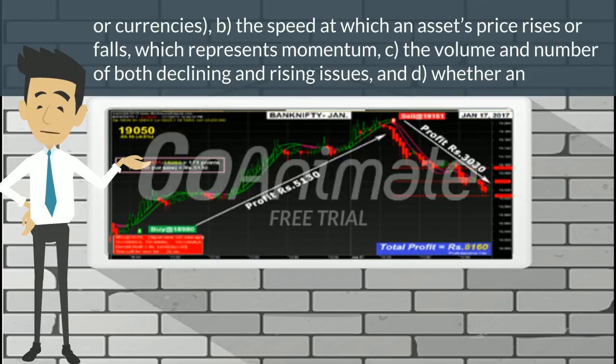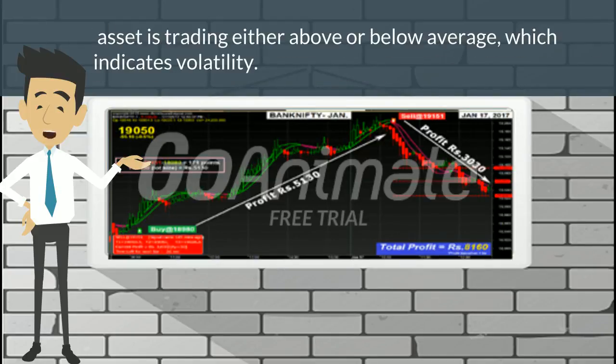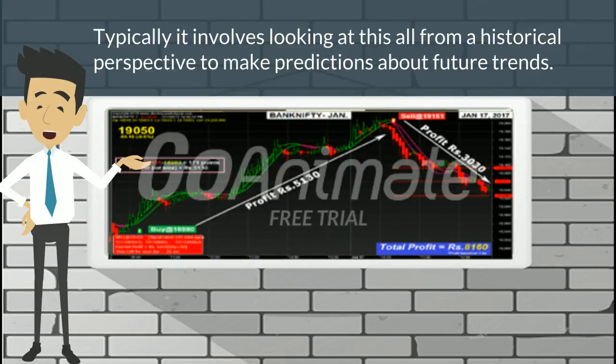represents momentum, C, the volume and number of both declining and rising issues, and D, whether an asset is trading either above or below average, which indicates volatility. Typically it involves looking at this all from a historical perspective to make predictions about future trends.